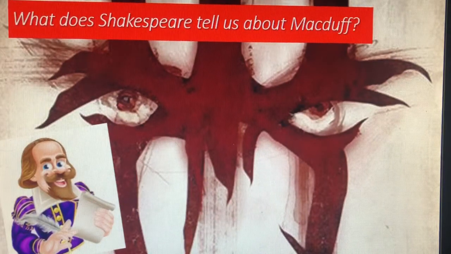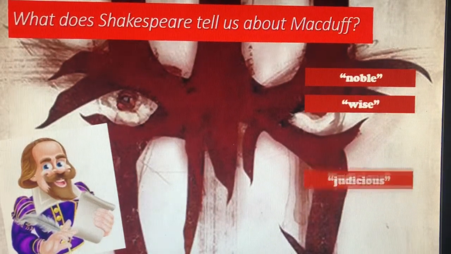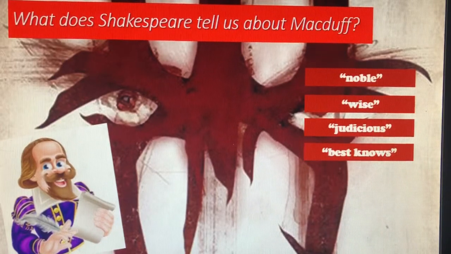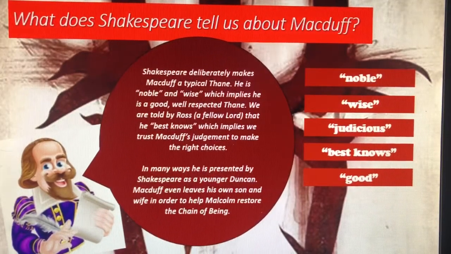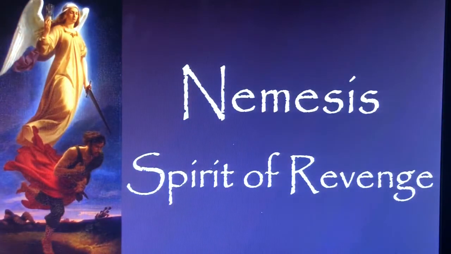What does Shakespeare tell us about Macduff? He's noble, he's wise, he's judicious, he best knows, and he's seen as a good man, which would lead us to a paragraph like this. Shakespeare deliberately makes Macduff into a typical thane. He is noble and wise, which implies he's a good, well-respected thane. We are told by Ross, a fellow lord, that he best knows, which implies we can trust Macduff's judgment to make the right choices. In many ways, he's presented by Shakespeare as a younger Duncan. Macduff even leaves his own son and wife in order to help Malcolm restore the chain of being. In many ways, we could call Macduff then the nemesis of Macbeth.